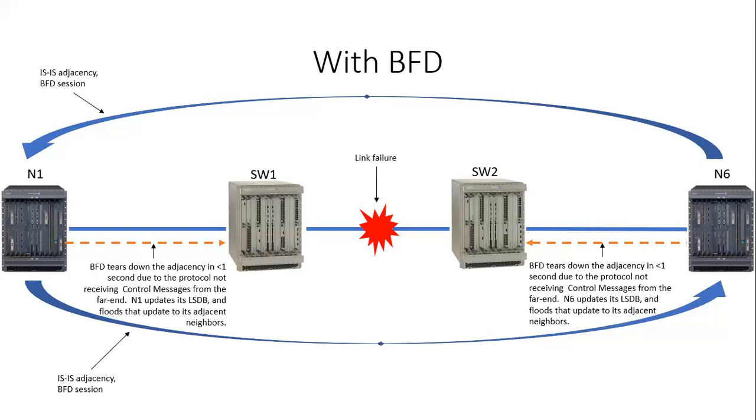So as long as N1 sees the control message that it sent to its neighbor, it won't tear that adjacency down. And as long as the adjacency is up, N1 is going to continue to increment the data within that field. So that's how BFD is able to detect these failures so quickly: it sends and expects control messages extremely quickly as well.